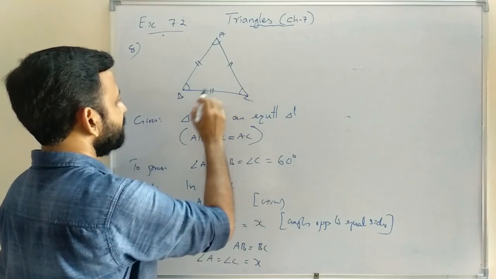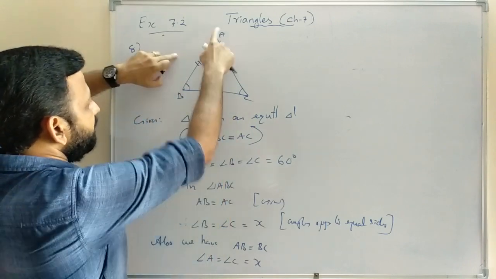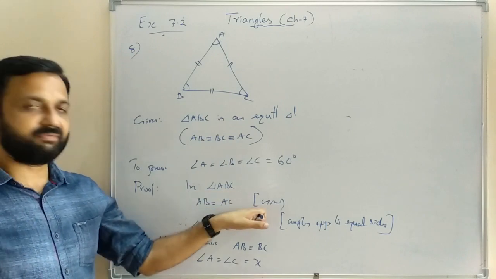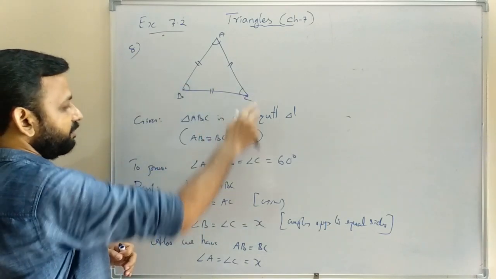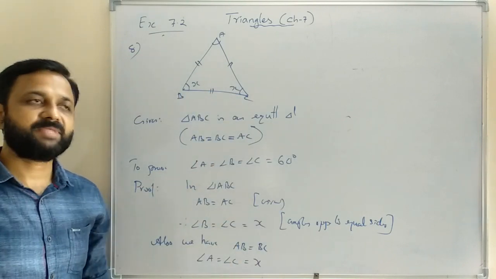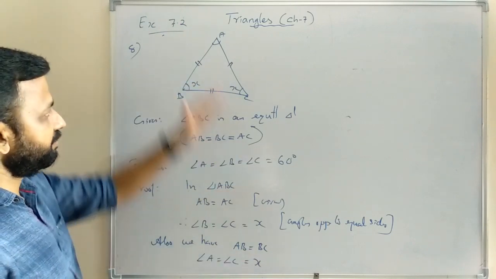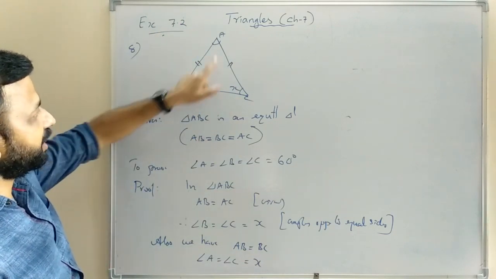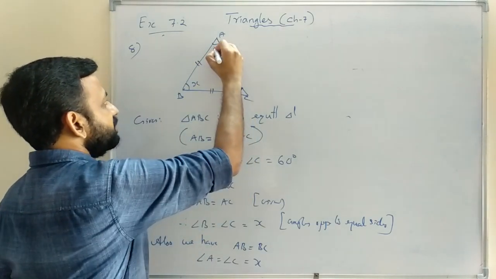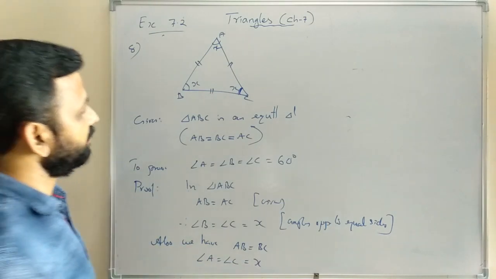So here, once again, in triangle ABC, AB equals AC, given. Therefore angle B equals angle C equals x. Then next we write AB equals BC. AB and BC are equal, therefore the base angles are equal. So this one is x, and this is also x. So angle A equals angle C equals x.